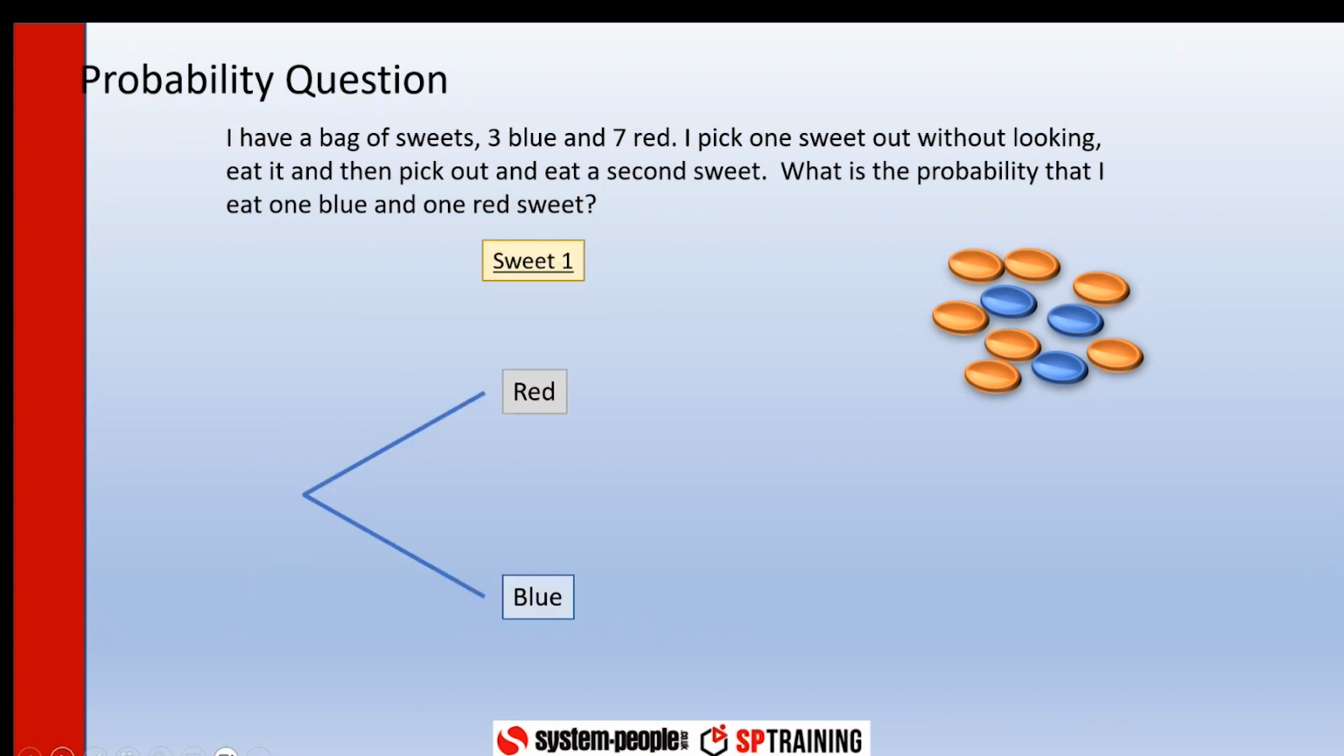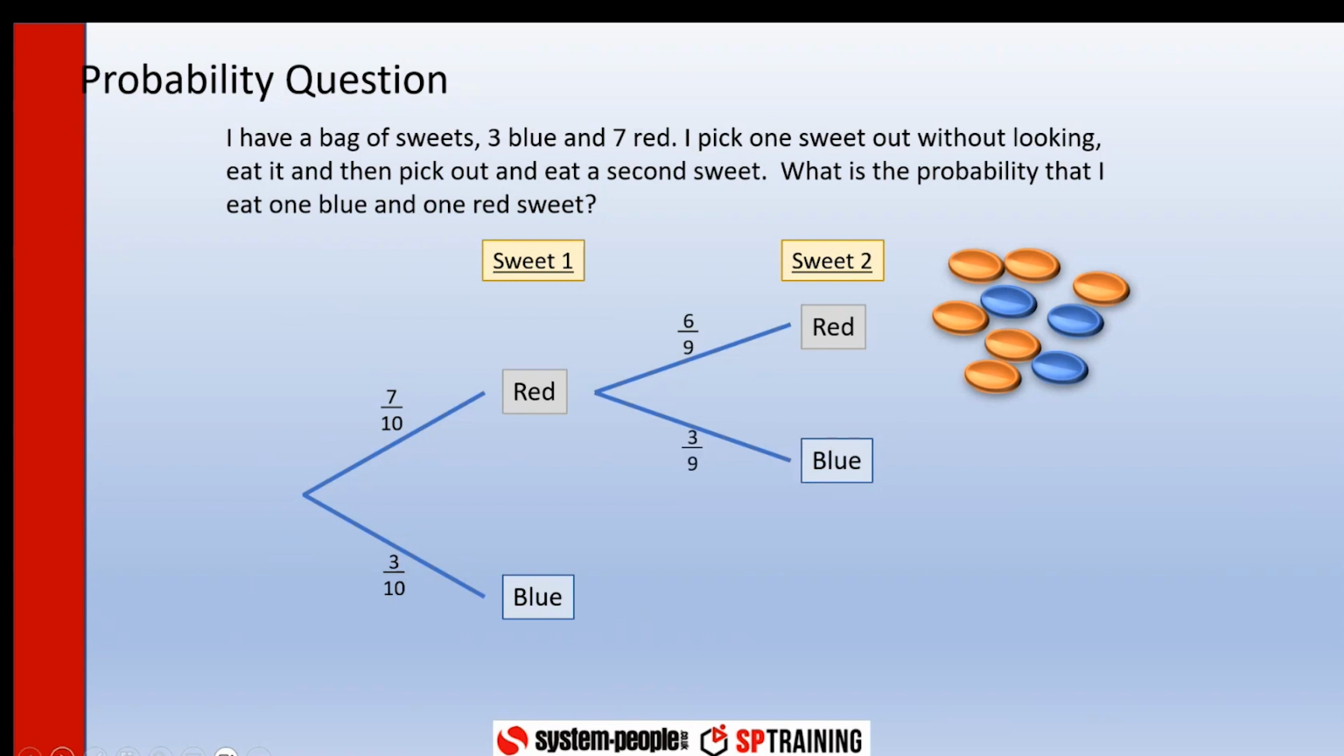First of all, sweet 1. When I pick out a red sweet, I've got 7 out of 10 I can pick. Out of the blues, it's 3 out of 10. When it comes to sweet 2, because I'm not putting back the one that I've had in my mouth, I'm left with only 9 sweets. So I've now only got 6 out of 9 on the reds and 3 out of 9 on the blues. So I've taken 1 away from the total, and I've also taken a red one away, but the same number of blue sweets remain. When I've taken out one of the blue sweets, I've now got 9 sweets, but I've got 7 red left and only 2 blue.